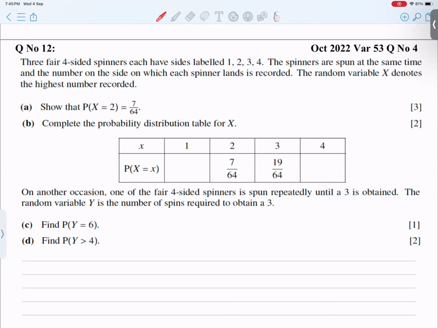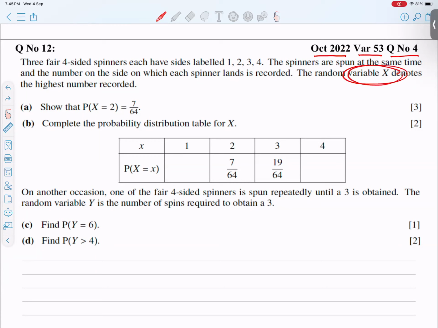So this is a question, October 2022, variant 53, question number 4. And what is the question? Three fair four-sided spinners are each labelled 1, 2, 3, 4, and the spinners are spun at the same time. The number on the side on which each spinner lands is recorded. So what is the random variable X?